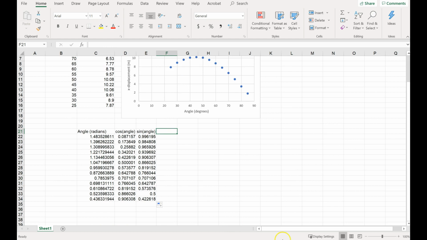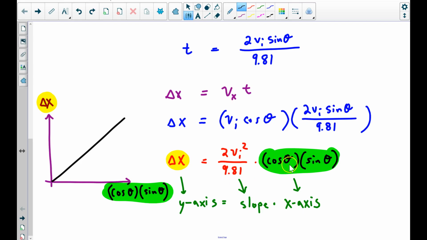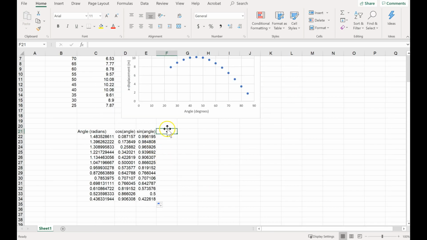Okay, now the final thing that we actually need on our x-axis is the product of the cosine multiplied by the sine. So let's go here and let's do this. Cosine space x for multiplied by sine, and then click Enter. And this will be our shorthand notation for we're multiplying this column by this column.